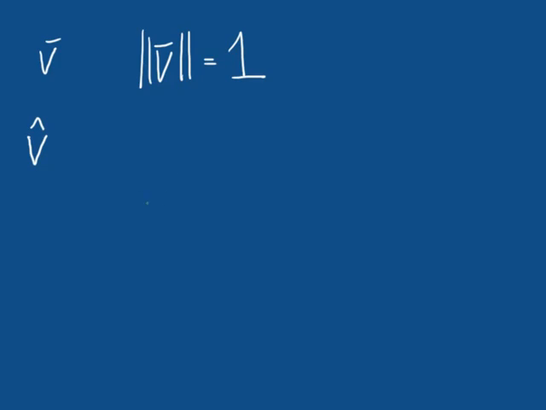And we saw we could do that if we had a vector v. Well, then v hat, the unit vector version of v, so the same direction but a length of 1, is equal to our original vector divided by the length of our original vector. So v hat is equal to v divided by the magnitude of v.